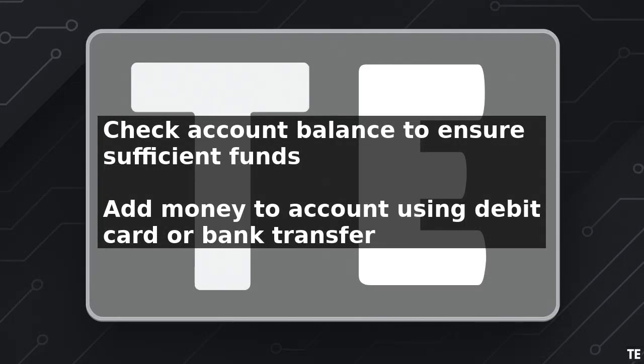To fix Cash App not letting you send money, start by checking your account balance to ensure you have sufficient funds. If your balance is low, add money to your account using a debit card, credit card, or bank transfer. Next, verify your Cash App account by providing the required identification documents, such as your name, date of birth, and social security number. This is a one-time process that helps prevent fraud and ensures a secure transaction environment.